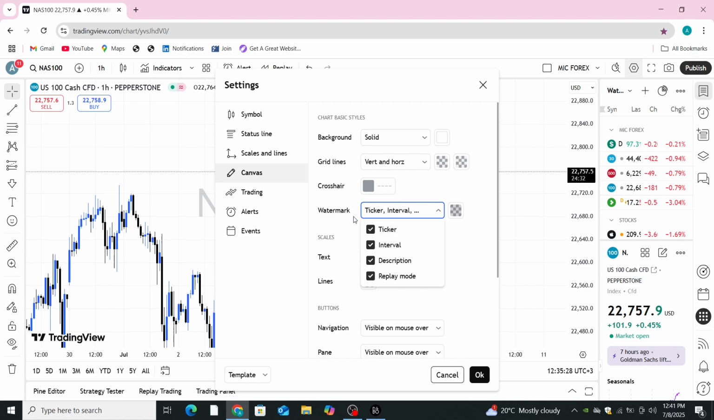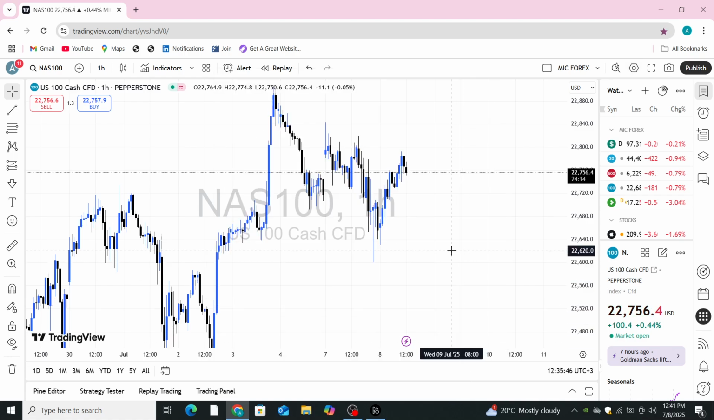I think they have changed it now. It just used to be watermark yes or no, but now they have segmented it into every section. Right there, we have the ticker, the interval, description, and all that. So after that, you just click on OK. I think that is a simple journey that I've tried to walk you through for TradingView.